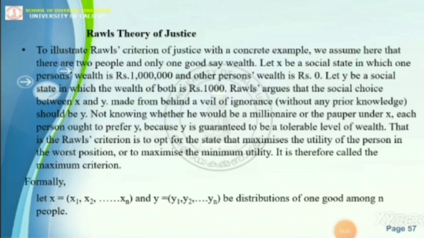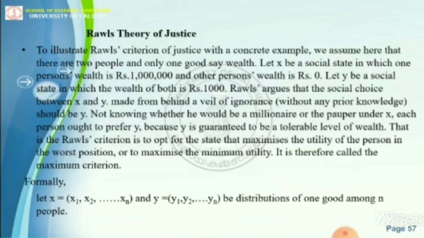Let Y be a social state in which the wealth of both is rupees 1000. Rawls argued that the social choice between X and Y, made from behind a veil of ignorance without any prior knowledge, should be Y, not knowing whether he would be a millionaire or the pauper under X. And each person ought to prefer Y because Y is guaranteed to be a tolerable level of wealth. That is, the Rawls criteria is to opt for the state that maximizes the utility of the person in the worst position, or to maximize the minimum utility. It is therefore called the maximin criteria.